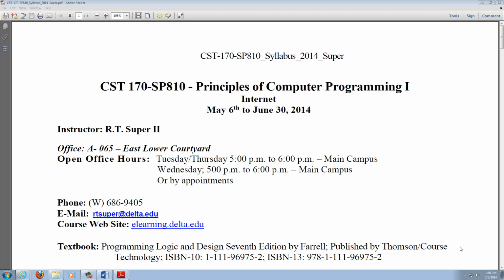My phone number is 686-9405, and my email, which is the best way to communicate with me, is rtsuper@delta.edu. I do check my email daily, so please do that.